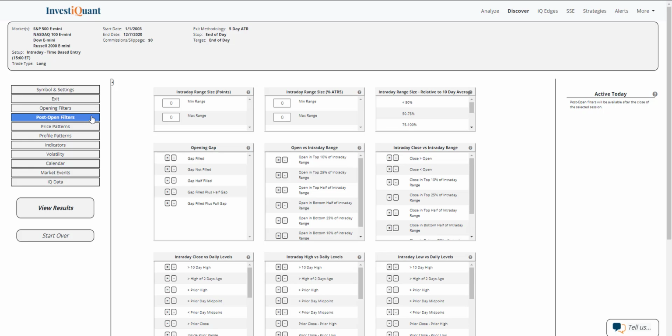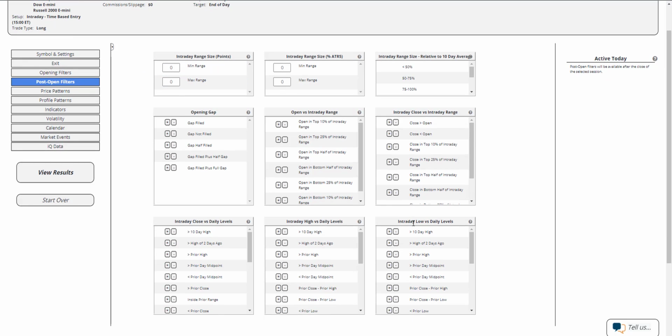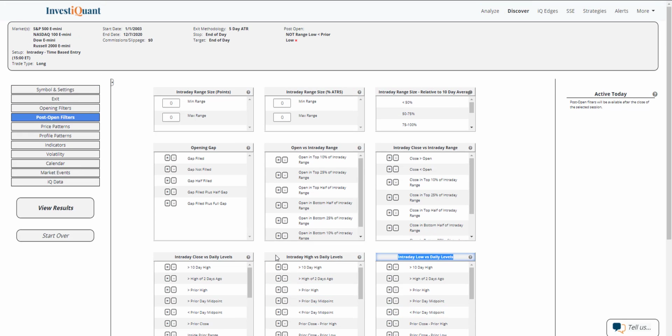Next, I'm going to go into the post-open filters. This is where I can create that inside day activity. The way I'm going to do that is I'm just going to scroll down a little bit here, and I'm going to say that the intraday low versus daily levels, the intraday low is not less than the prior day low. So that means it has a higher low forming. And then I'm going to go to the intraday high versus daily levels. I'm going to say it is not greater than the prior day high. So I've got both of those not statements in there.